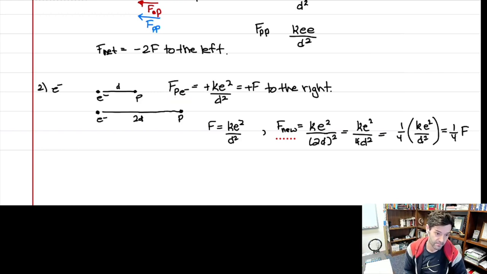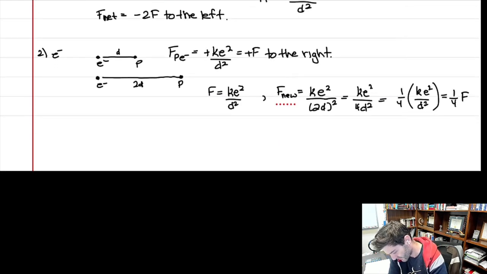There is a force pulling the electron to the right. It is weaker. How much weaker? It's 1/4 as strong. So then the net force looks like it's F pointing to the right plus 1/4 F pointing to the right. So it looks like the net force on the electron is 5/4 F to the right.